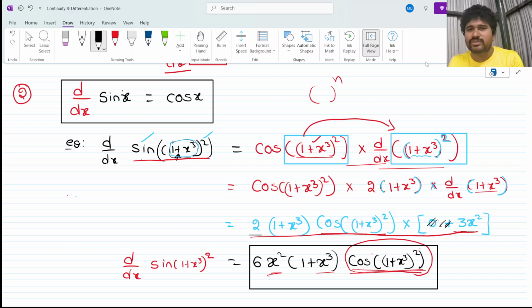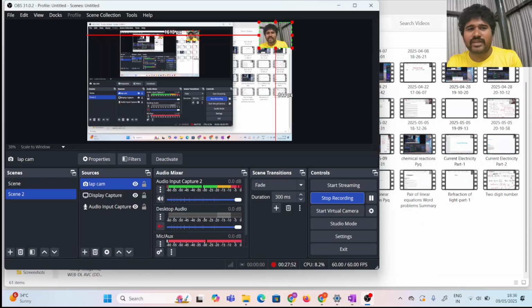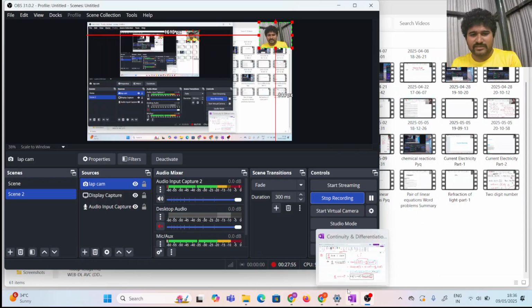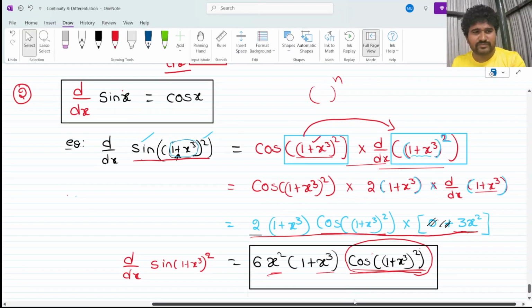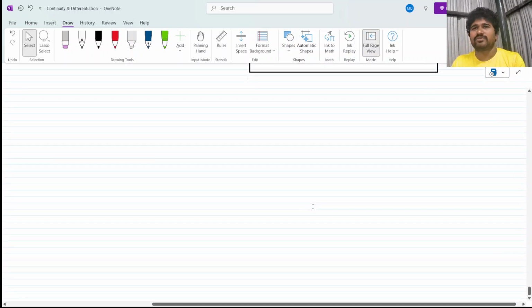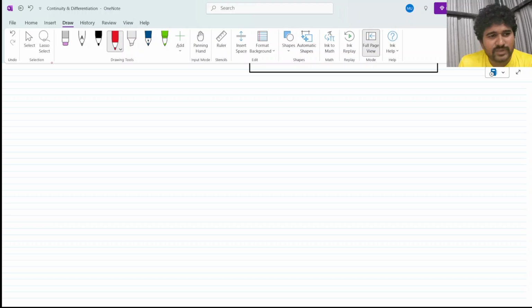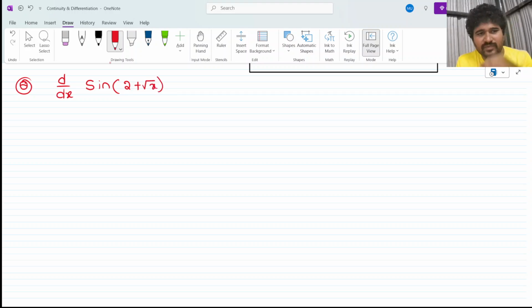Understand? We'll do one more question so that any doubts you have, you can clarify them. Let's see one more question, similar to this. Now observe. The question is d by dx of sine of 2 plus root x whole cube.